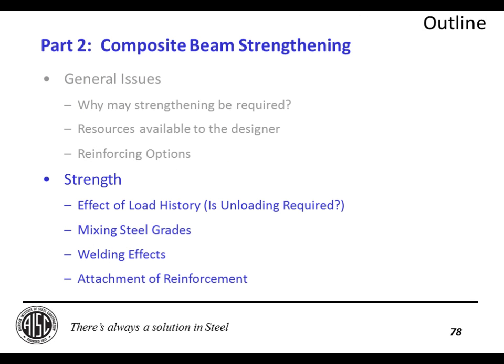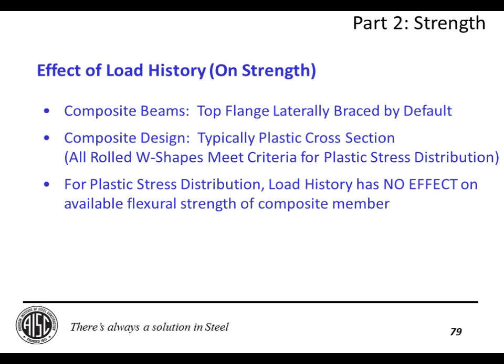Okay, so now let's take a look at strength issues. Composite beams are at a major advantage when it comes to looking at load history, and that's because they are braced against flexural buckling by the composite slab. Right? It's very nice to have.